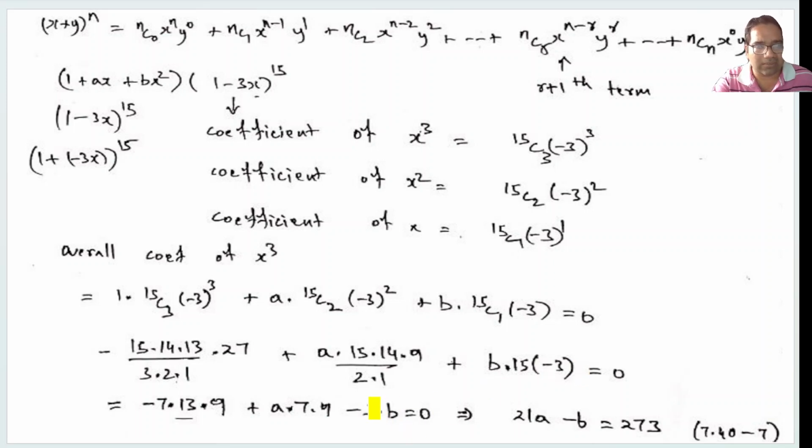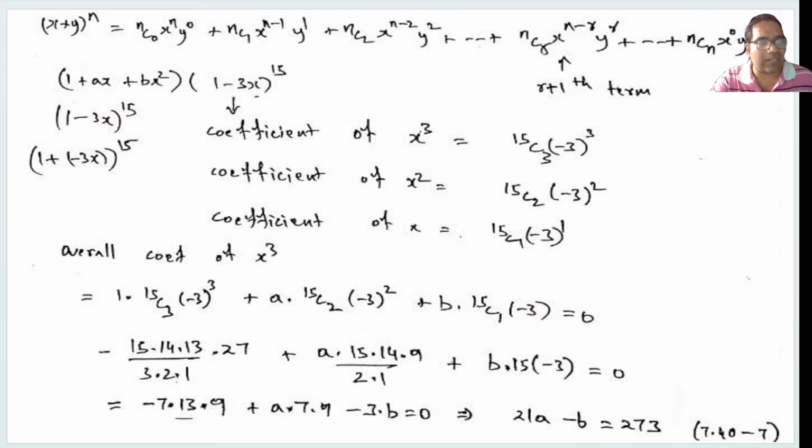Again 3 is a common factor, so let us remove the 3 also. Then minus b will be left, and for the other terms, 3 into 7 is 21, so we get 21a minus b equals 3 times 13 times 7, which is 39 times 7. 39 times 7 is 40 times 7 minus 7, which is 280 minus 7, 273. This is minus 273, so bringing it to this side, 21a minus b equals 273. This is the relation between a and b when the coefficient of x cube becomes 0.